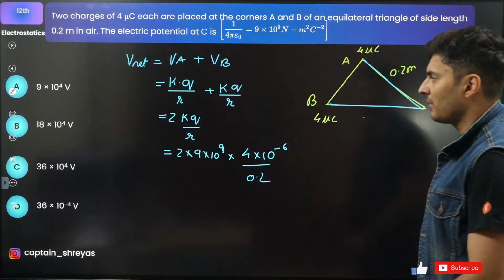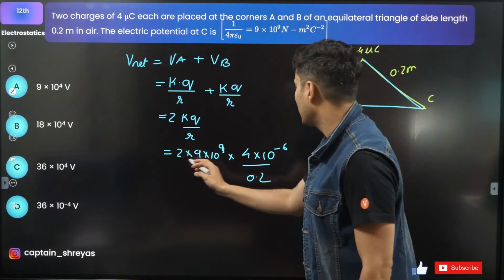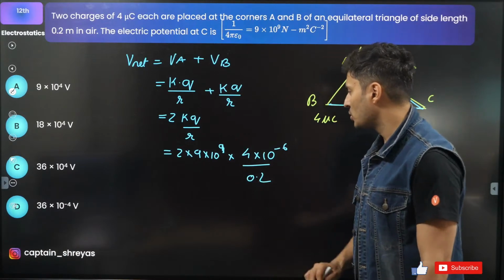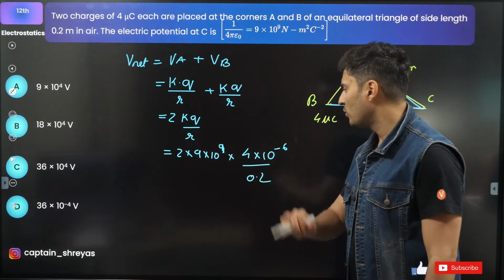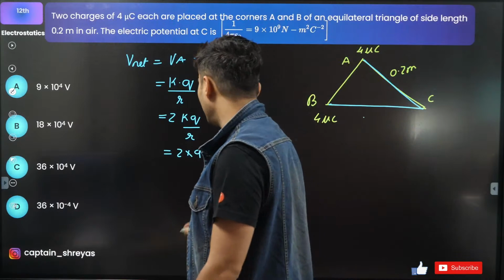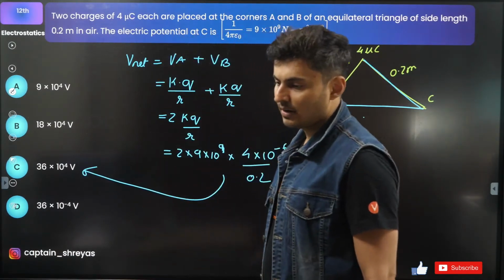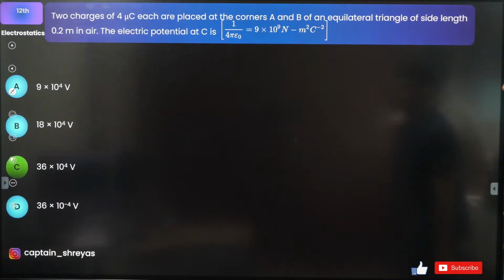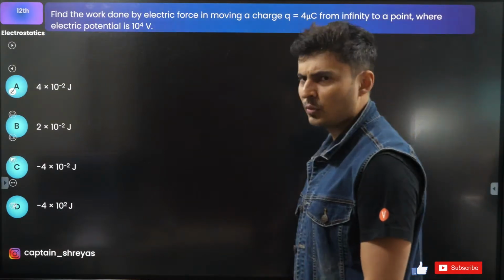Yes, 36, perfecto. You can see 9 and this 4 and this 2 and this 2. This 2 and this 2 get cancelled. 9 4s are 36. So it has to be 36 into something. So yes, option C. Yes, Ashrita, that's what you get. Perfect. Let's do one more question.